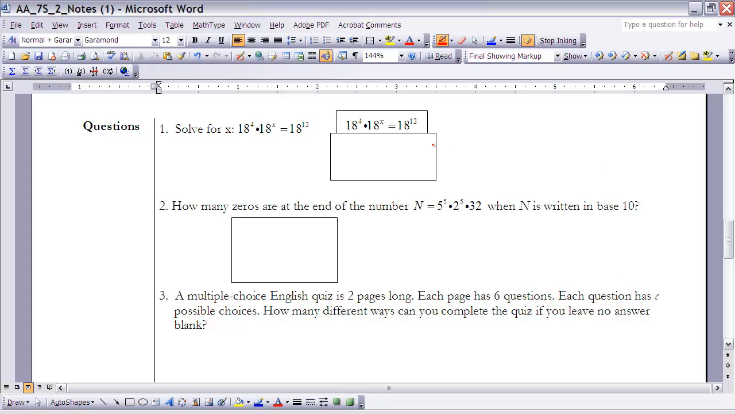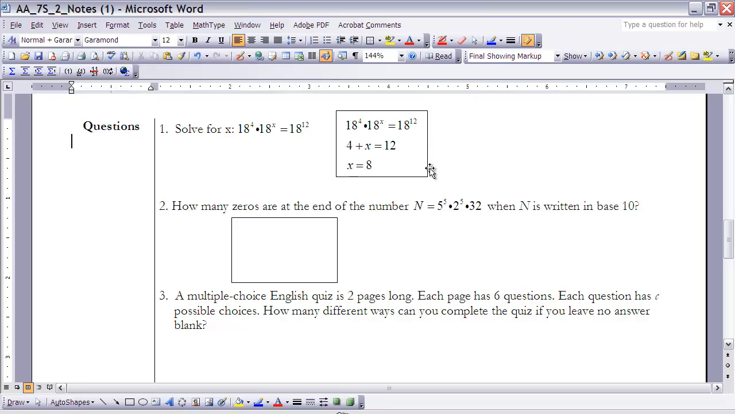Well, I know that if I take 18 to the 4th times 18 to the x, I can add 4 plus x, and that's got to be equal to the power on 18 over here, which is 12. So I'm going to just say 4 plus x is equal to 12. And if 4 plus x is equal to 12, I can solve for x by subtracting 4 from both sides, and that's what I'm doing here.